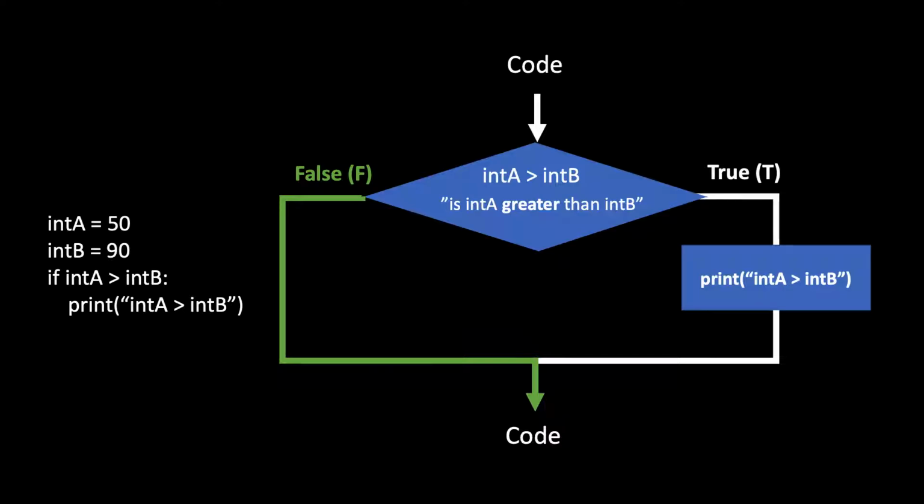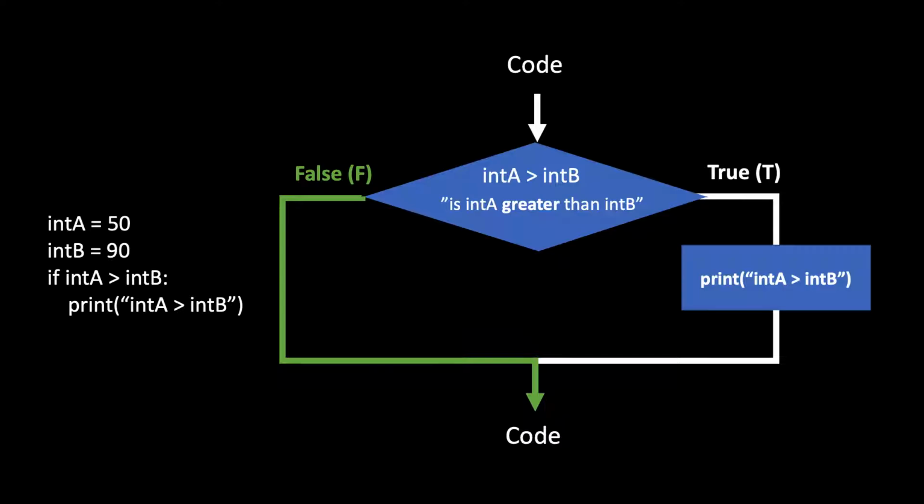So on the left of this diagram, there's Python code, and on the right, there's a diagram. On the left here, let's just read that first. We're assigning the value of 50 to int a, the value of 90 to int b, and then we're using an if statement. If int a is greater than int b, that's our condition. So if we look at the diagram, you're asking a question. Is int a greater than int b? Is that true or false? Well, that's false. So if we follow the green flow of this flow chart, you can see nothing happens.